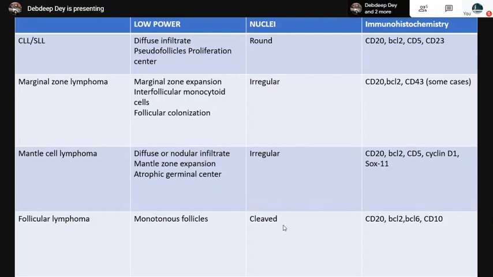Then mantle cell lymphoma, which is characterized by a diffuse or a nodular infiltrate with the mantle zone expansion and an atrophic germinal center. Here the cells are irregular, along with CD20, BCL2, CD5, cyclin D1, and SOX11. These are the varied immunohistochemical markers which will enable us to make the diagnosis of a mantle cell lymphoma. Then it is the follicular lymphoma, where you will see monotonous follicles along with cleaved nuclei, and CD20, BCL2, BCL6, and CD10 are the characteristic markers. I will come to these cases one by one.